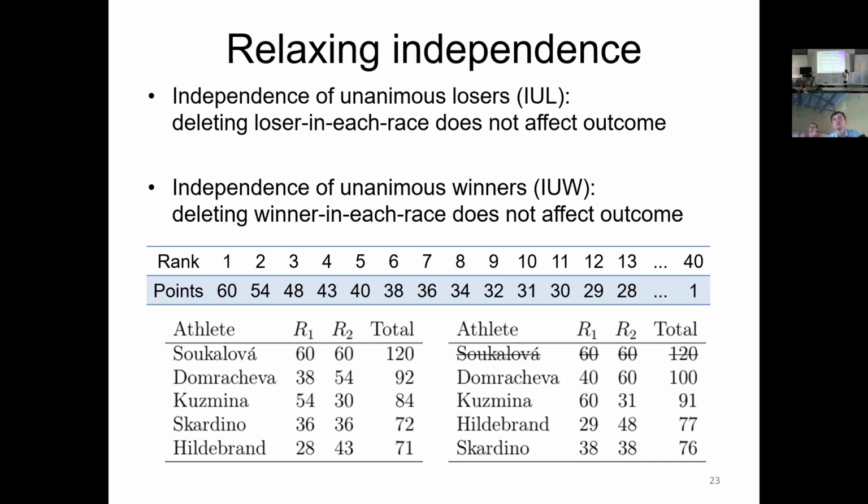Originally, Scardino had a lead of 1. She gained 4 points. Scardino got 6. Hildebrand got 6. So Hildebrand passed Scardino, even though Sokolova, who was eliminated, can in no way be used to divide the 2 athletes, which is undesirable. So we asked the question, which rules avoid this sort of phenomenon?